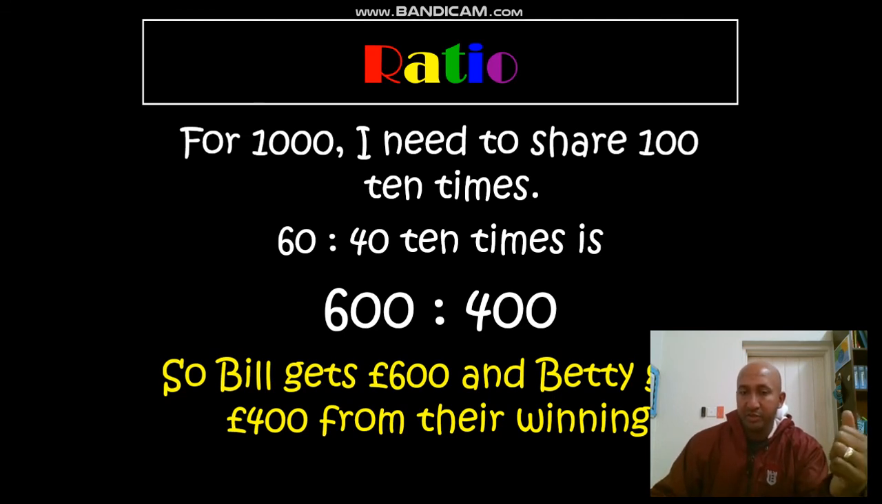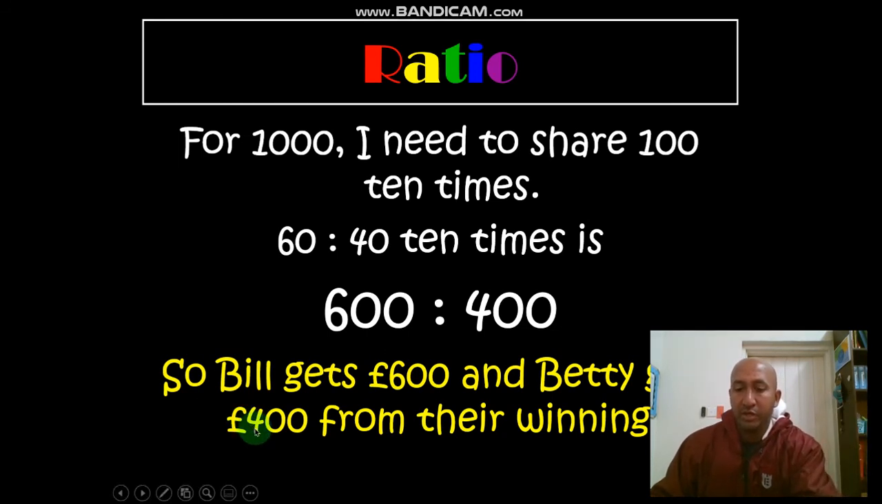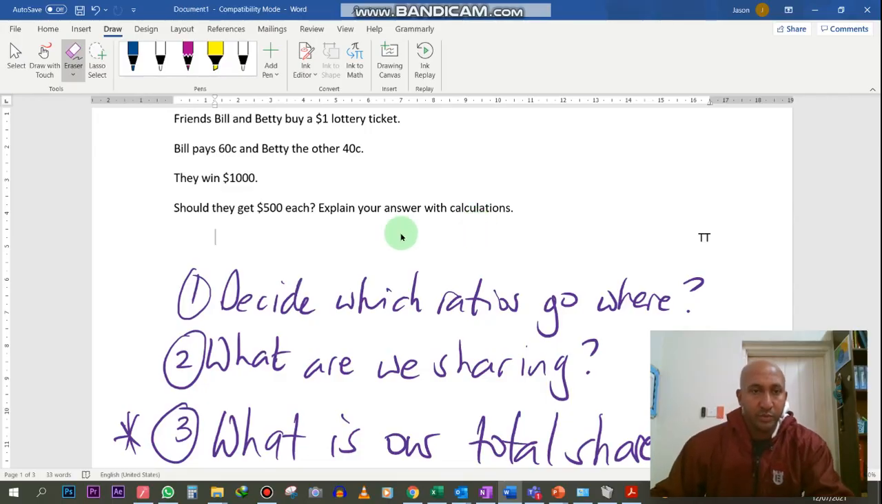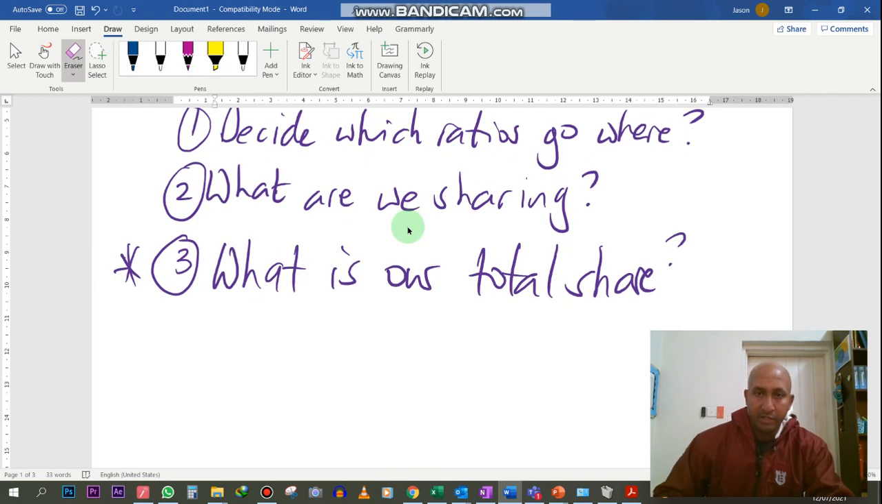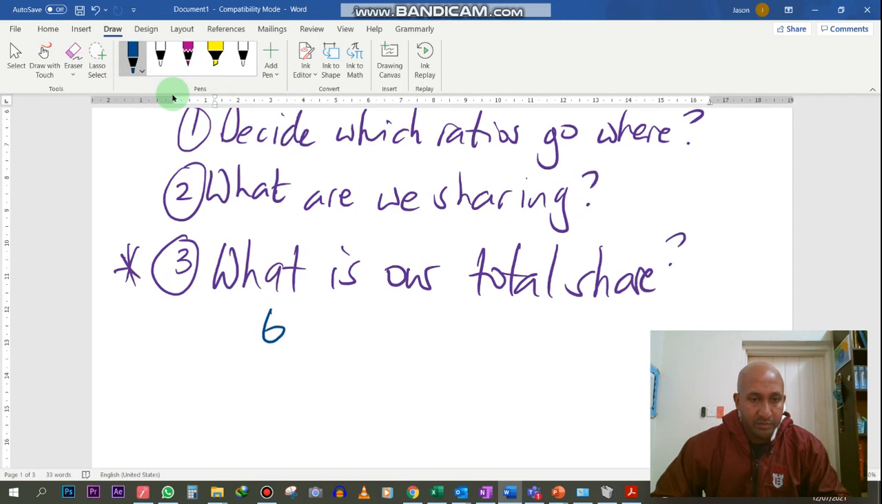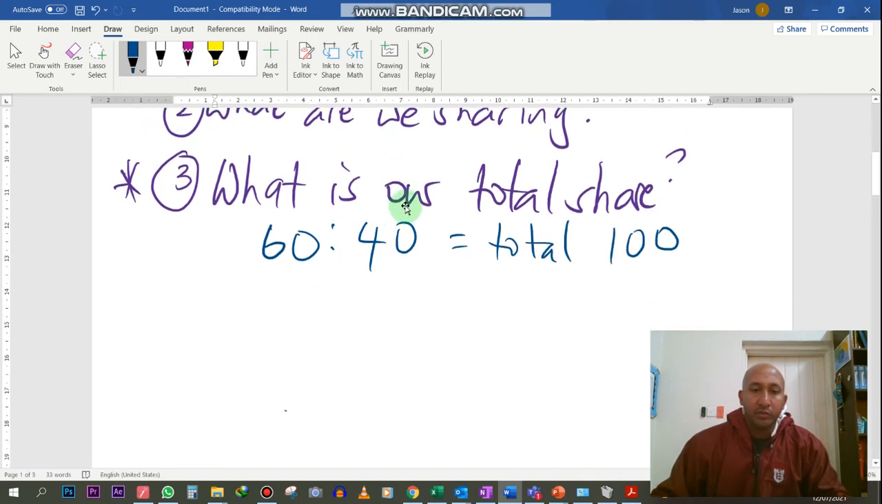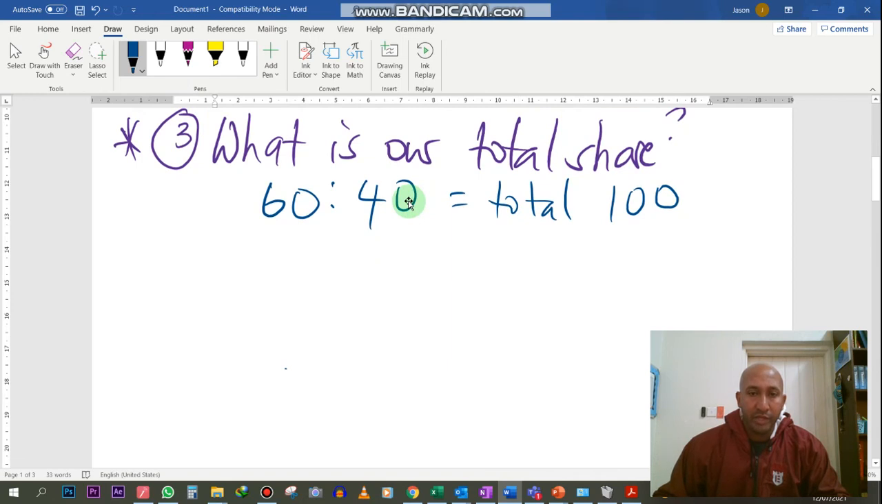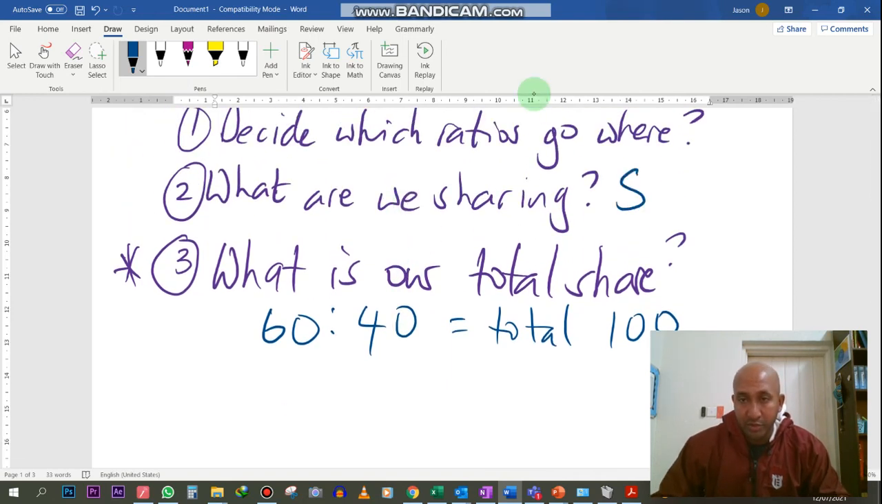So at the end of it, you should get these as your answers. Bill is getting $600. Betty is getting $400. If I had to show you how this works out quickly, I've just put this question into Word now, so we're going to work it out here. Decide which ratios go where. So we're going to put our ratios down as 60, 40, and that's a total share of 100. And we are now sharing $1,000.